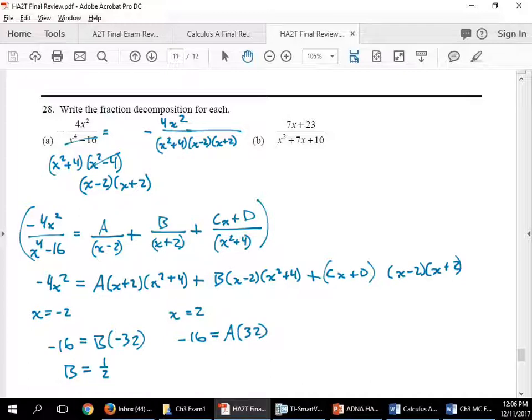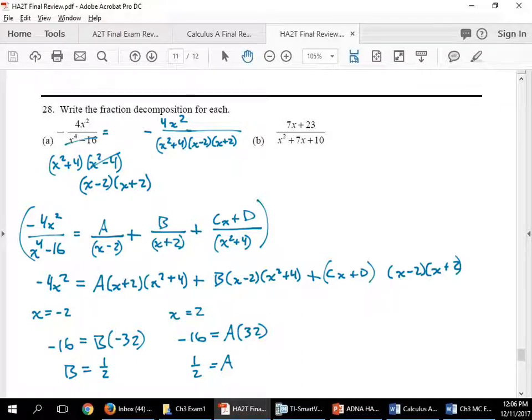And then this guy gets canceled out because 2 minus 2, and this guy gets canceled out. Oh, snap. This is a happy day. We have A equals positive 1 half. All right. So we got our A and we have our B.